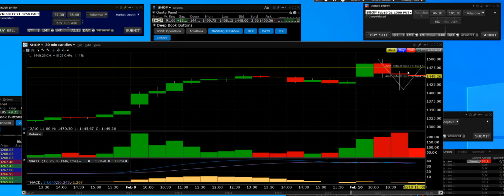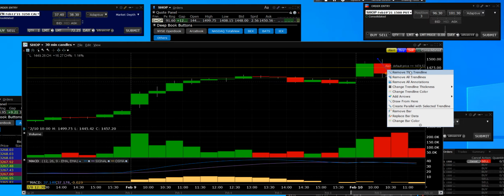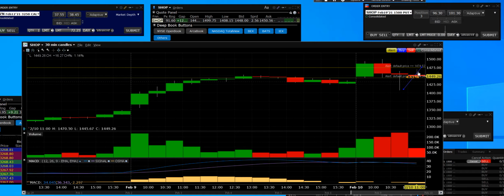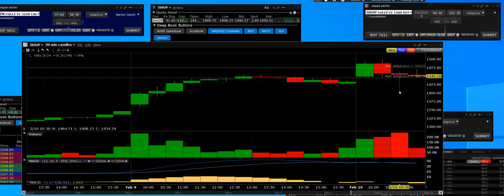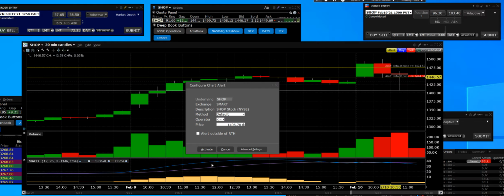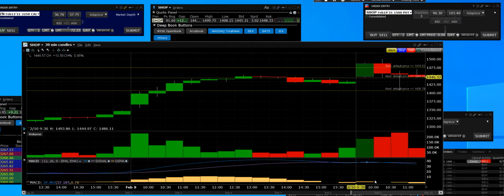So I have alerts. Let me go ahead and take this trend line out. Let's take this one out. Remove that trend line there. And let it be known that we will put an alert right at the low of the day, always. Bam. And we'll activate that. And then we can see the volume right here in the last time frame.